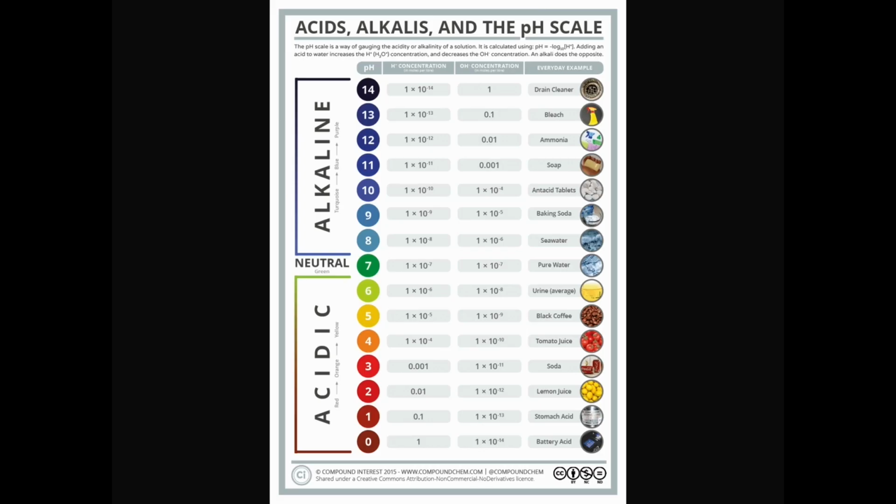What else? Tomato juice, coffee, look how acidic coffee is. Then pure water should be balanced, and then let's go alkaline. Seawater, baking soda, antacid tablets, soap, ammonia, bleach, and drain cleaner. Look at that. Look how alkaline they are. Remember, the same way this works, 10 times more, is the same way this works. So 9 is 10 times more alkaline than 8. It's 100 times more alkaline than 10, and going all the way up. So bleach is extremely alkaline.